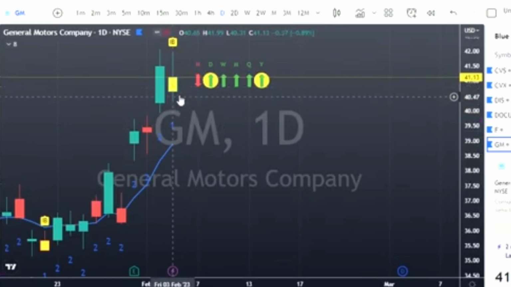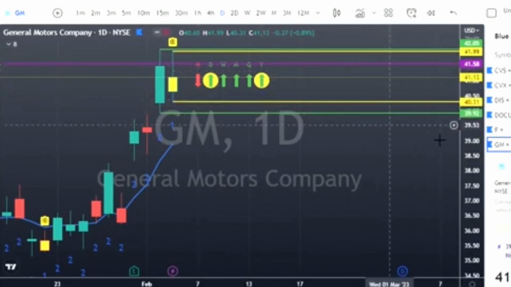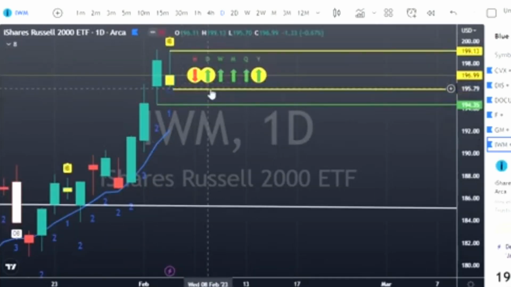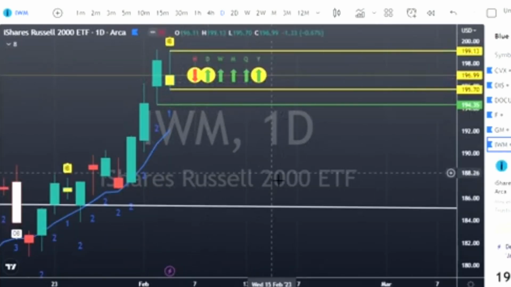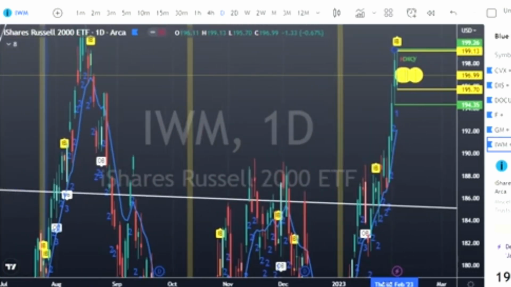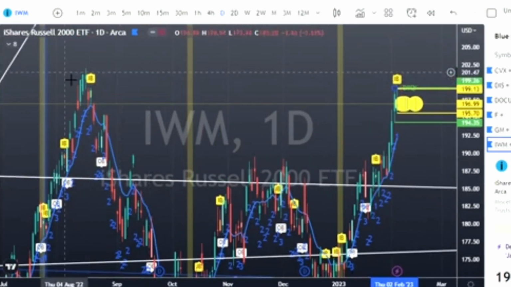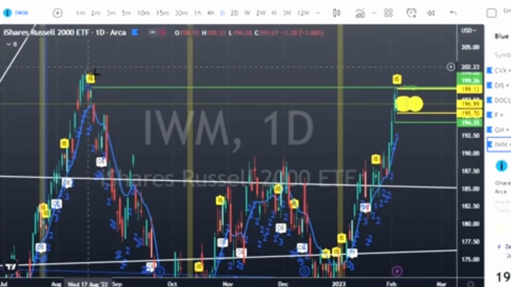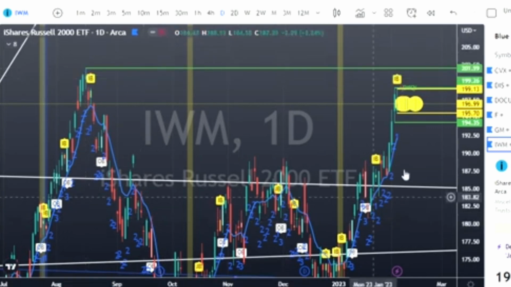General Motors with the inside bar. So calls at 41.99, puts at 40.31. IWM with the inside bar shooter candle. So calls 195.70 and then puts back to the upside with time frame continuity at 199.13. First target is only 13 cents away. So you would have to go further back on GM. It looks like here. That would be your next target there.